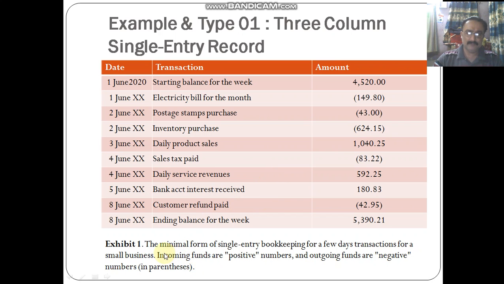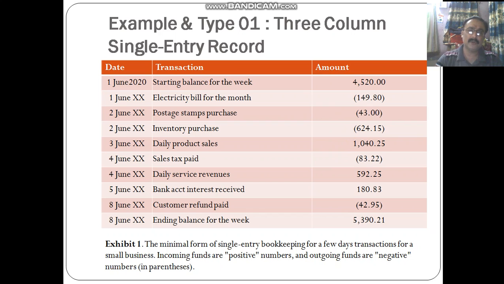Likewise, I have shown here Exhibit 1, the minimal form of single entry bookkeeping for a few days of transactions for a small business. Income funds are positive numbers and outgoing funds are negative numbers in parentheses, that I already mentioned, that the negative figures and positive figures are to be subtracted and added to the opening balance.